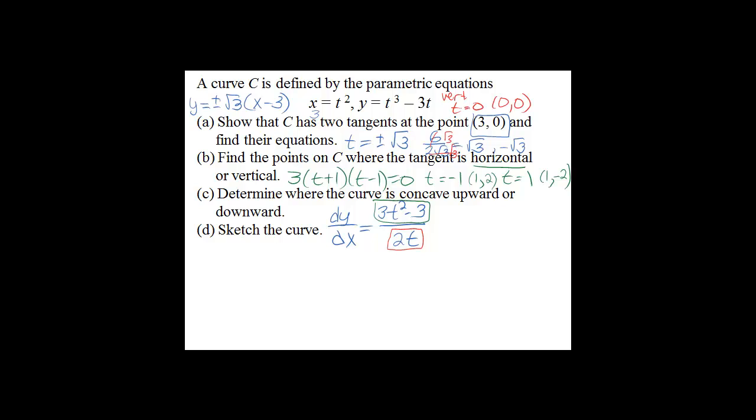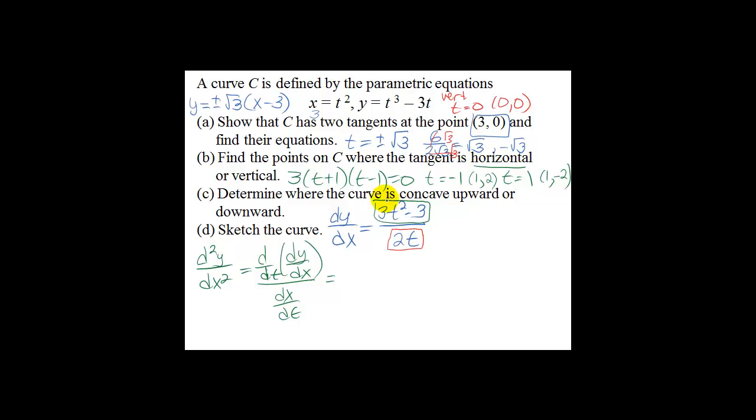Now part C, determine where the curve is concave up or concave down. So if we want to determine where the curve is concave upward or concave downward, we're going to look at the second derivative of dy dx. So we essentially want the second derivative, and that is going to be the derivative with respect to t of dy dx and then over dx dt.